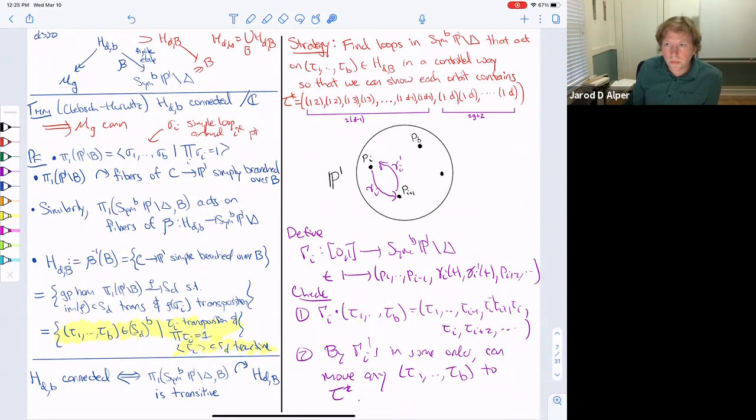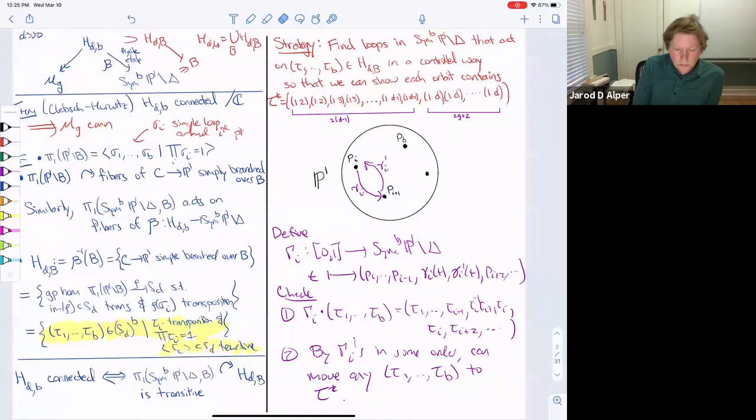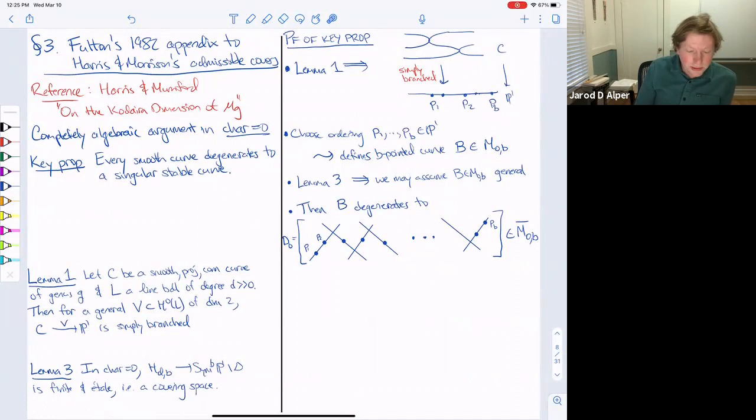Okay, so this was characteristic zero, relying on the Riemann existence theorem, but now I'm going to give a fully algebraic argument in characteristic zero. And then at the end, I'll summarize how you can get the characteristic p statements. This is a nice idea using the boundary, that appears as an application of Harris-Mumford's admissible covers. In their 1982 paper, a beautiful paper, their goal in the end was to compute the Kodaira dimension of M_g, but they introduced a number of other interesting ideas along the way, namely admissible covers. It's a completely algebraic argument in characteristic zero.